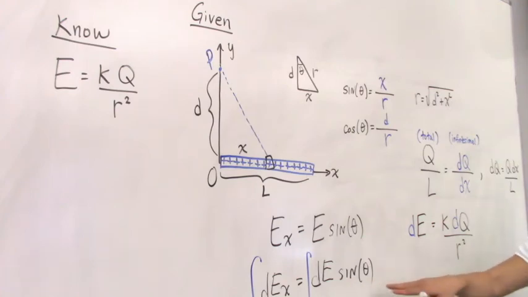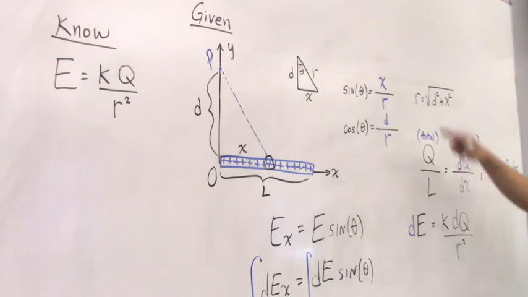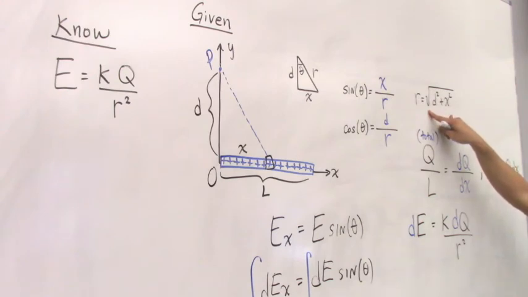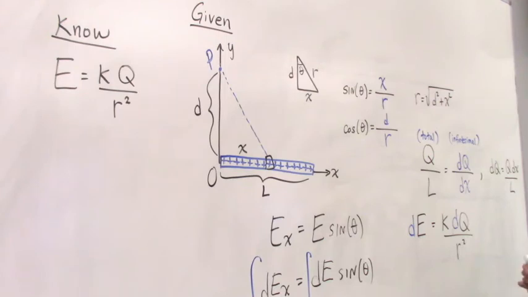We have to plug in sine of theta, right? So sine of theta is x over r. But r is this, so it's going to be x over this, squared. You see that? So you kind of put it all together. Let's put it all together.